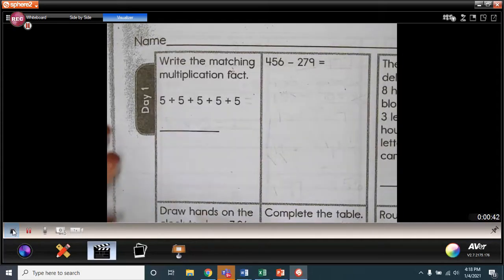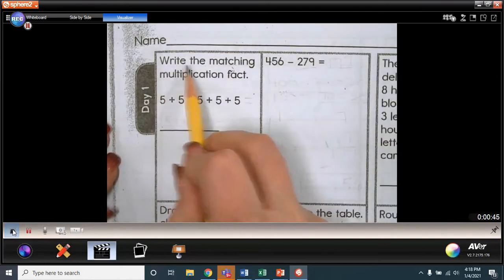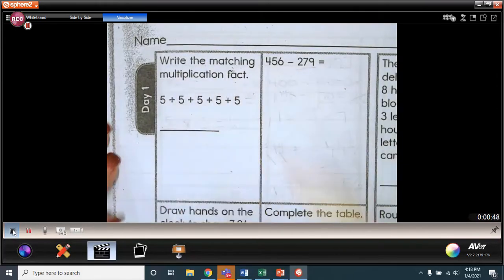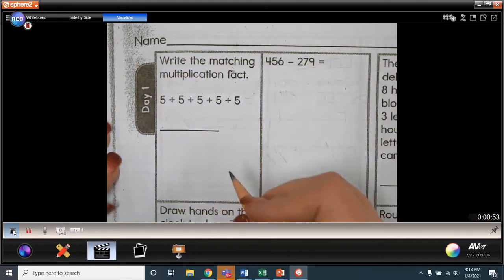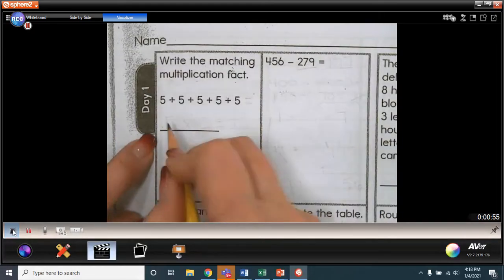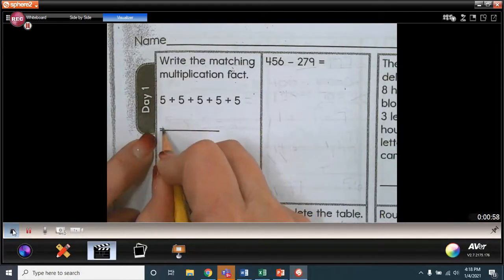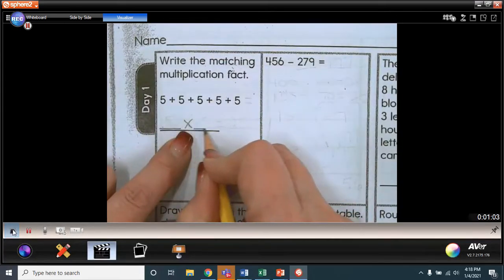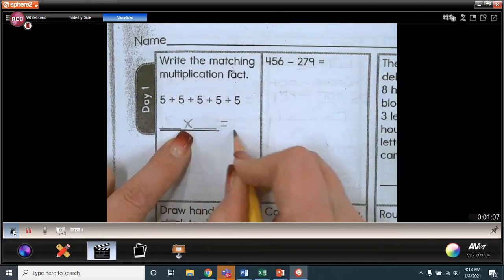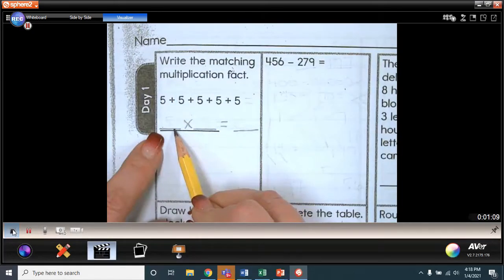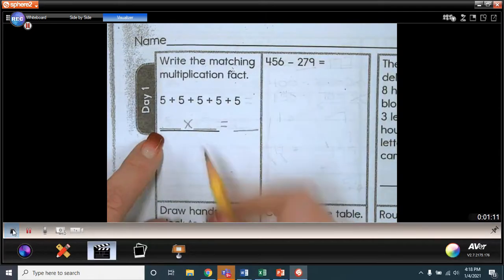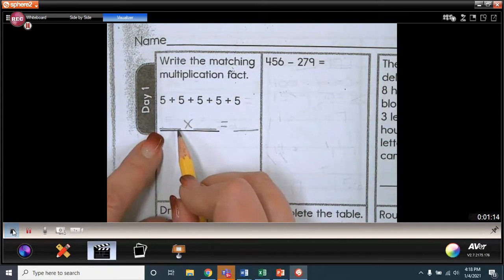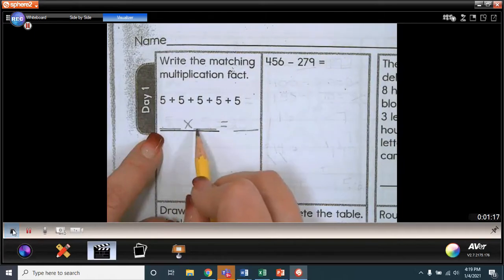So let's take a look at our DMA. Our first problem asks us to write the matching multiplication fact. As you probably remember, multiplication is repeated addition. When you're writing your multiplication number sentence or equation, you have a factor, and you're multiplying the other factor to get a product. So factor, factor, product. Remember, our first factor tells us how many groups we have, and the second factor tells us how many are in each group.